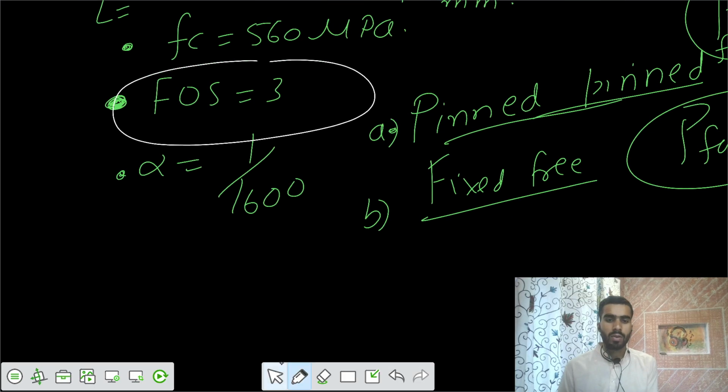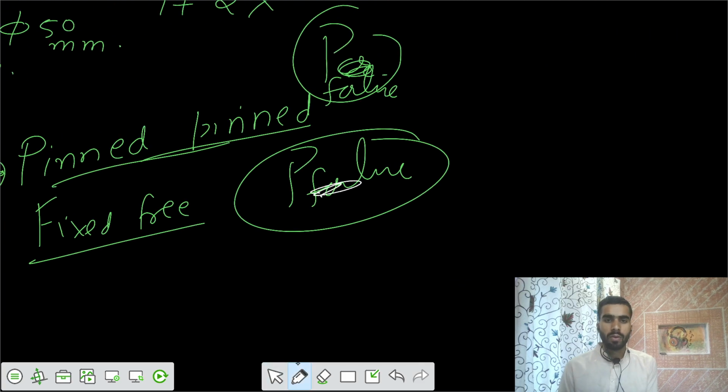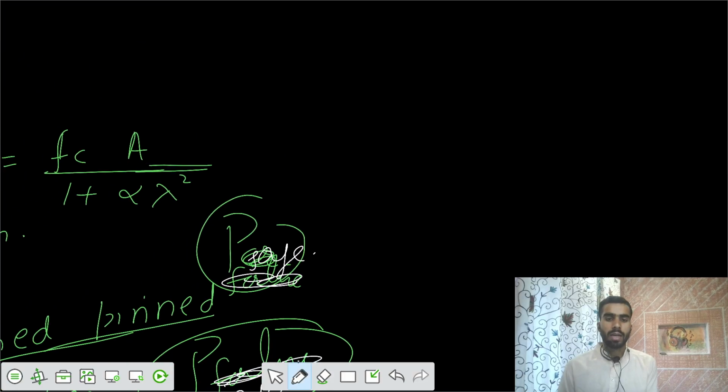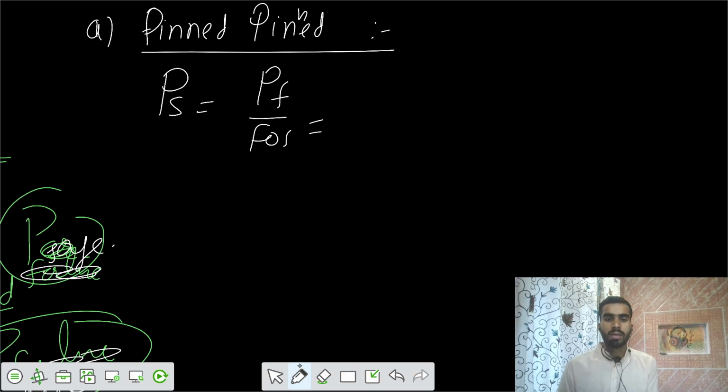So if there is some failure load and you divide by factor of safety, you can get a safe load. So the question is saying get the safe load. What should be the load that is safe for these conditions? If you take that first condition, that is the pinned condition, hinged condition, I write the equation: P safe equals P failure by factor of safety. That is some value of Fc.